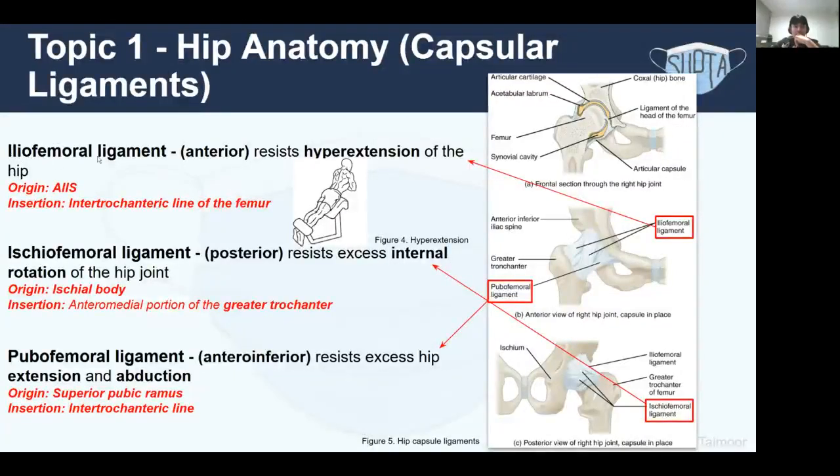is. So ilio, origin, is the ilium. Ischial, body, the ligament's called ischiofemoral, and then pubo, superior pubic ramus. So that's how I remember them. And then the action sort of comes when you visualize these ligaments.